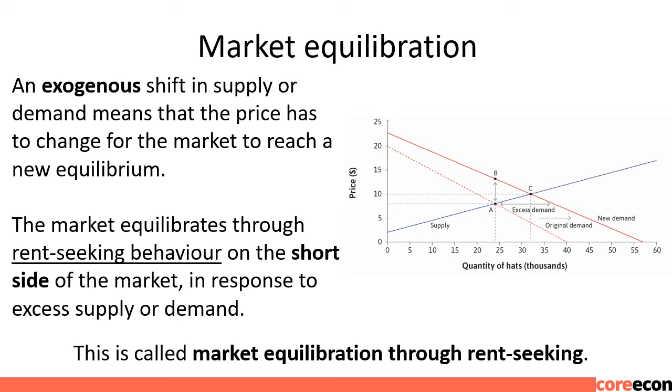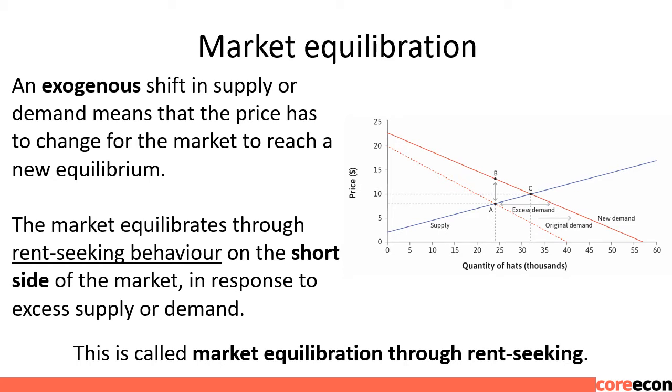new equilibrium. In the market for hats shown in the diagram, original equilibrium is at point A with equilibrium price equal to $8 and equilibrium quantity of 24,000 hats. Now if demand increases, there will be a shortage of hats at the original price. Equilibrium analysis you saw in chapter 8 would tell you that the new equilibrium will be at point C, where price will be $10 and the new equilibrium quantity will be 32,000 hats.